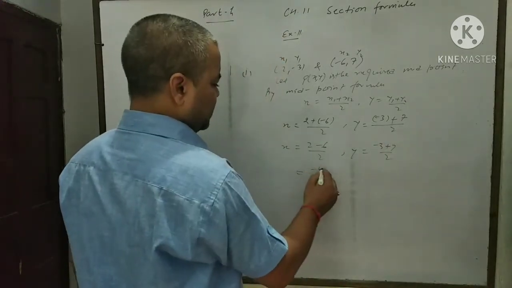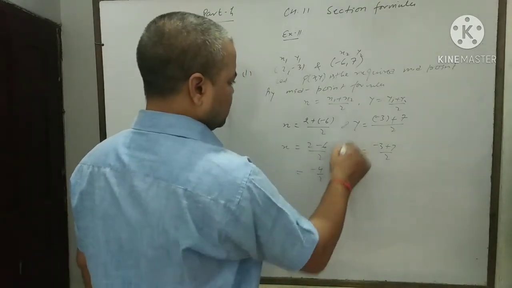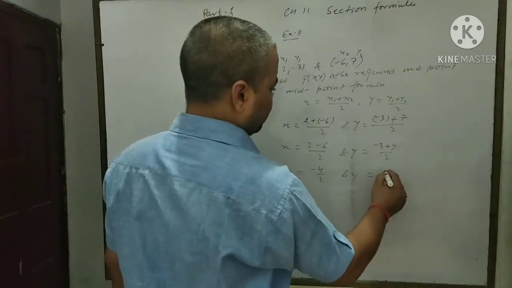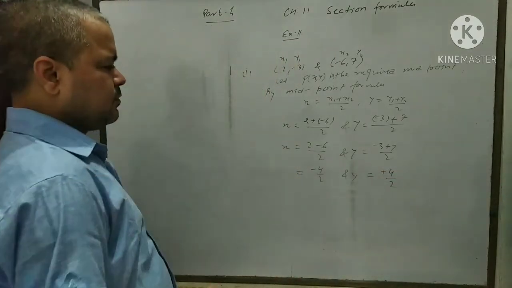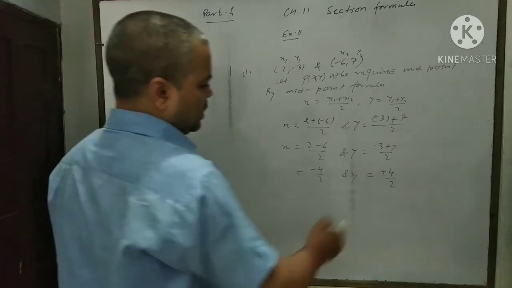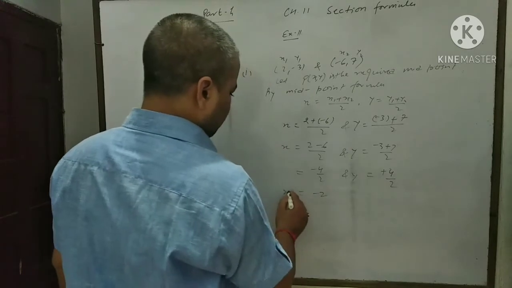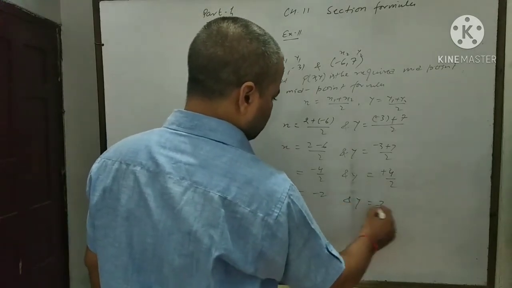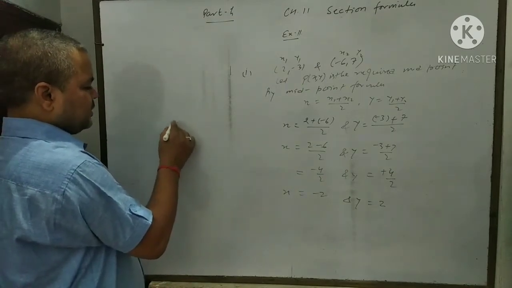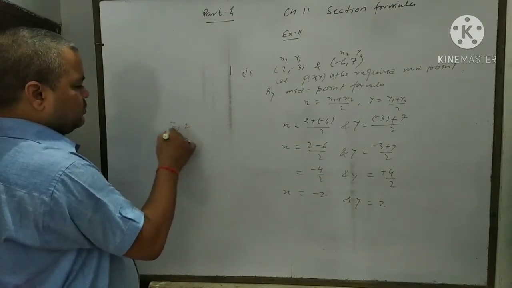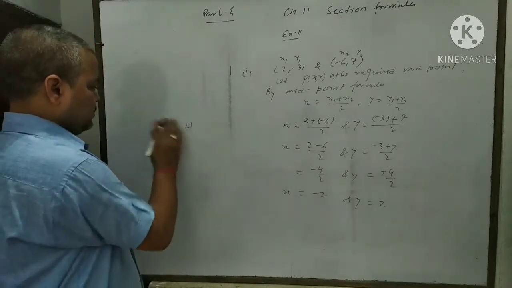Its coordinate will be -4 by 2, and y is equal to +4 by 2. Okay, here -4, its value will be -2. X is equal to -2 and y is equal to 2. It means required coordinate is what? -2 and 2. Its coordinate will be -2 and 2.